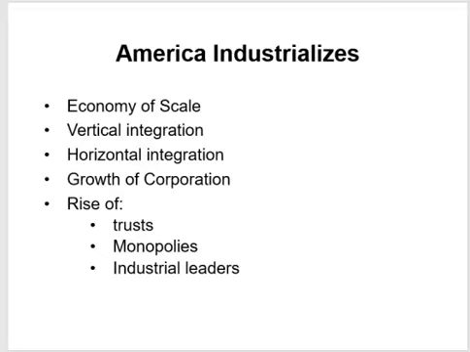Vertical integration. This is when a company controls every step of production, from growing and gathering the raw materials to manufacturing those materials to transportation to the sales. A great example is Andrew Carnegie, who controlled the entire steel production process from beginning to end. There's also horizontal integration. This is when a company buys out its competition and just dominates an industry. An example of this, and you're going to read about this, is John D. Rockefeller, who controlled most of the oil industry.